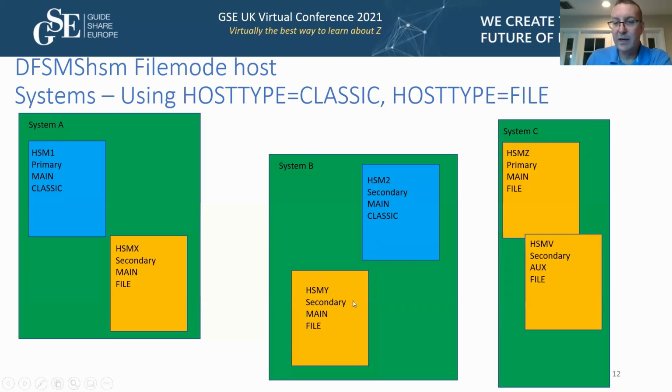So on system C, they have the primary host, and they also spun it up as the main. The file mode host support also supports the multiple address space HSM, the MASH stuff, so you can have auxiliary hosts on a system that are in the file mode HSMplex. I'm also showing here host ID X and host ID Y, and they're both secondaries, but on each system they're just mains.